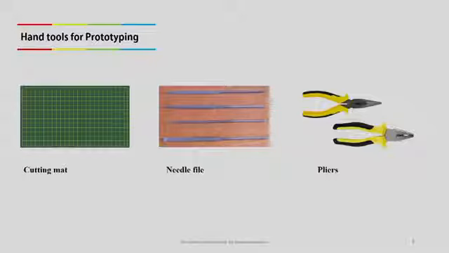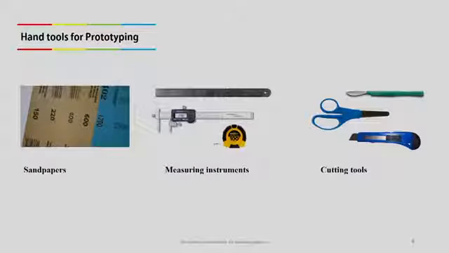Next is plier. You may need different kinds of pliers while handling metal wires. Next is sandpapers. You may have different kinds of sandpapers from grade 50 to 2500 or more than that also. When your sandpaper grade is smaller, that means it is very rough. If the grade of the sandpaper is more, for example 1200 or 1500, that means it is more fine and it is used for polishing.